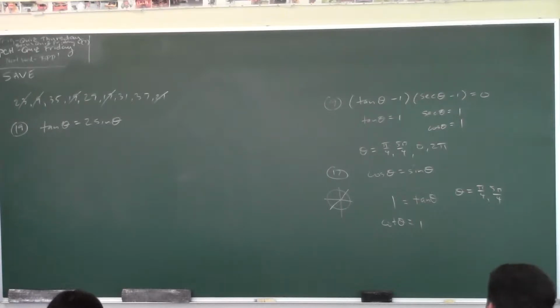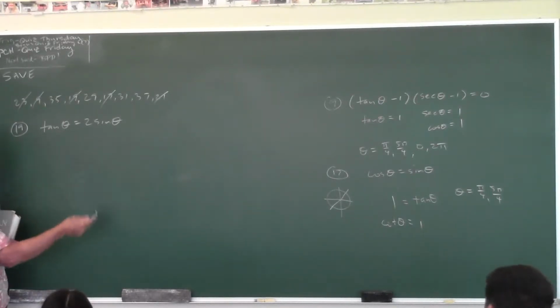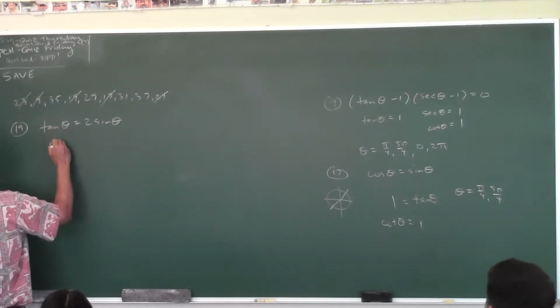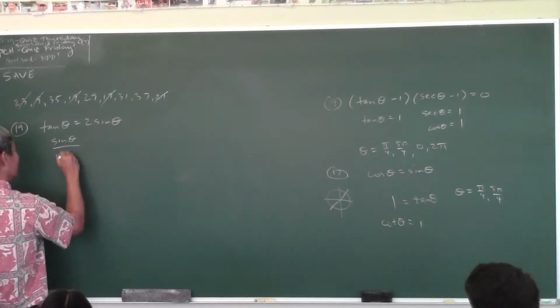Okay, change everything to sines and cosines, just like proofs, right? Because I don't see any identity I can use right away. So change the tangent to sine over cosine.